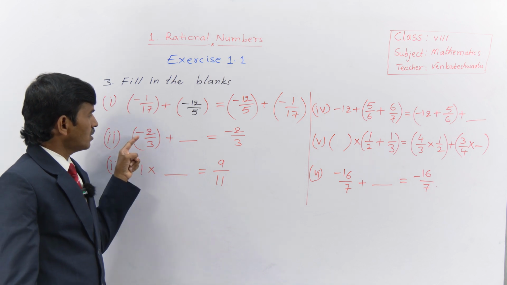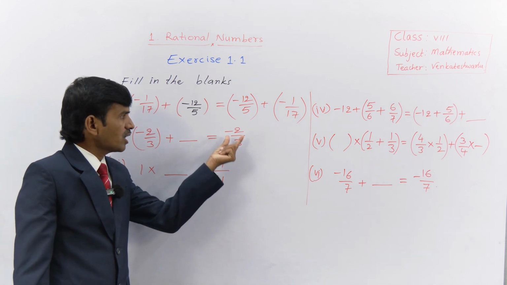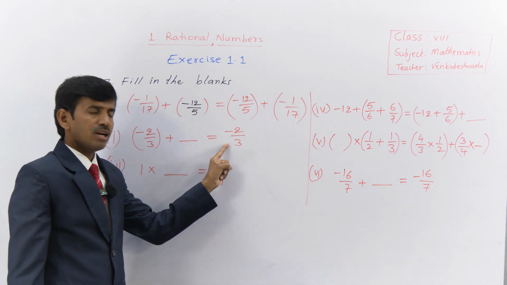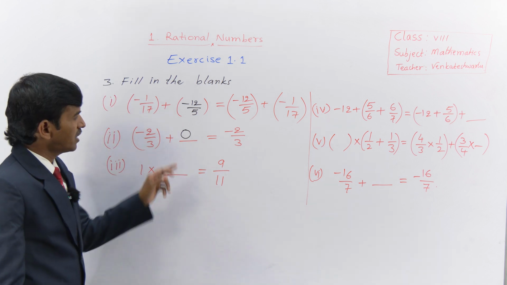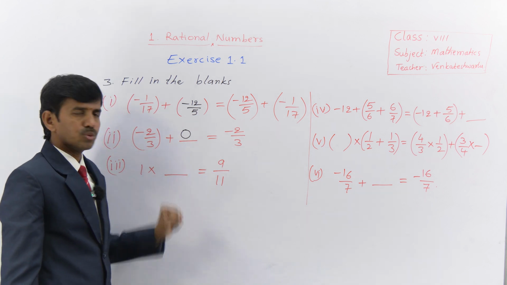Next one, if you observe, minus 2 by 3 plus some value to be added in order to get again minus 2 by 3. The same identical value you need to get. What is the value to be added here then? So additive identity, that is 0. If you add 0 only, we will get the same minus 2 by 3.